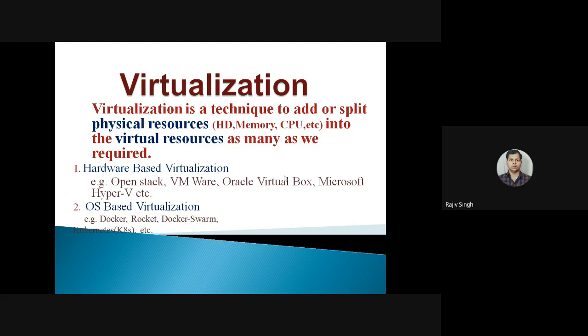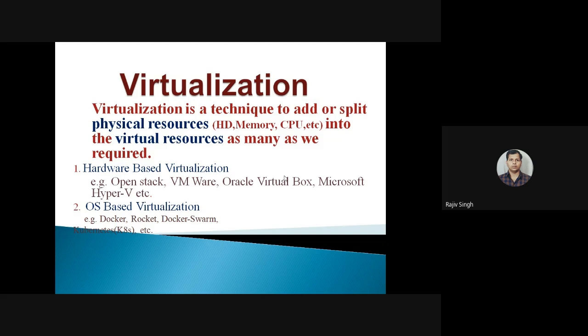Next is the OS-based virtualization. We can see here the examples of OS-based virtualization are given: Docker, Rocket, Docker Swarm and Kubernetes. We will understand the difference between hardware-based virtualization and OS-based virtualization in the next slide. So we will discuss more about OS-based virtualization in the next slide.